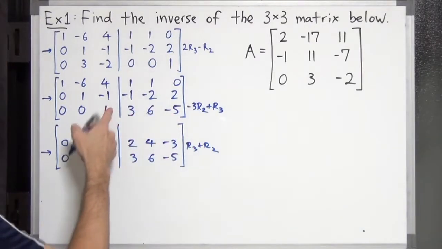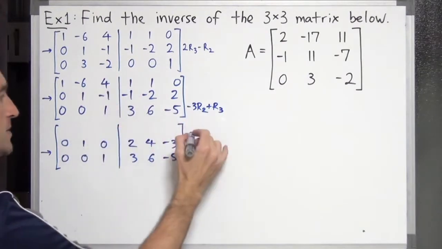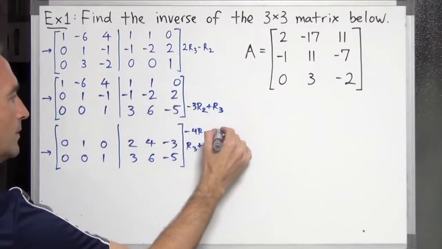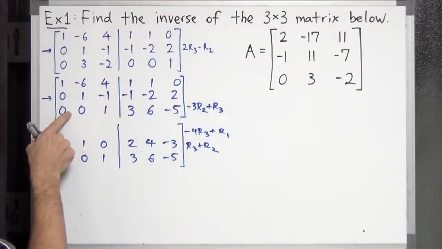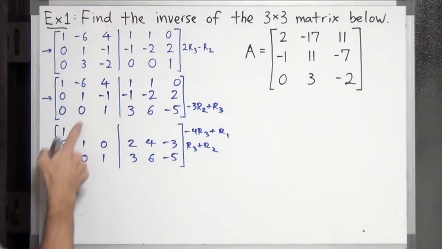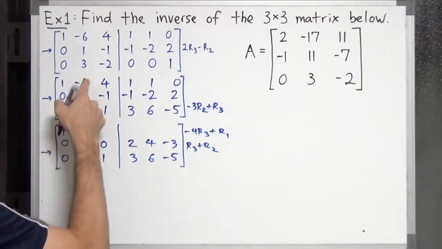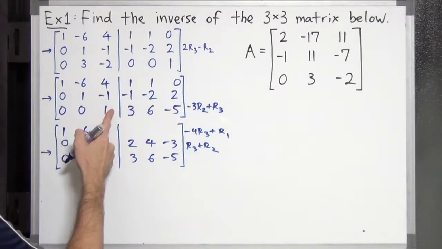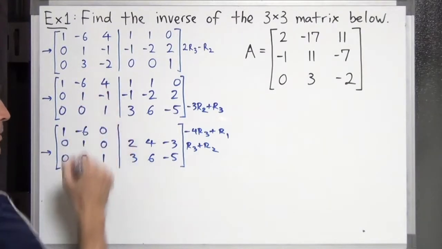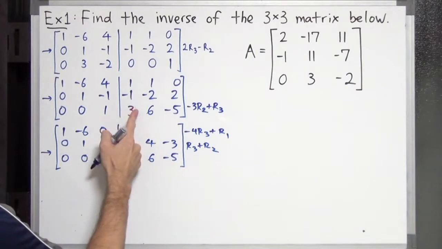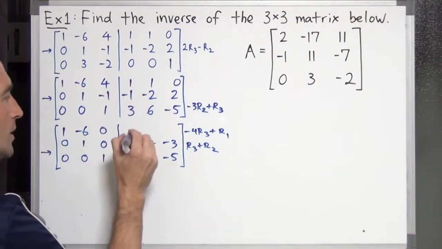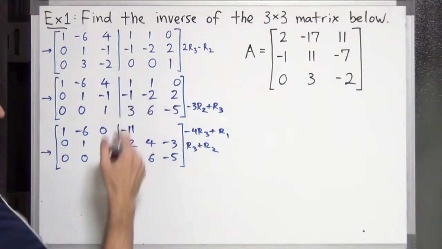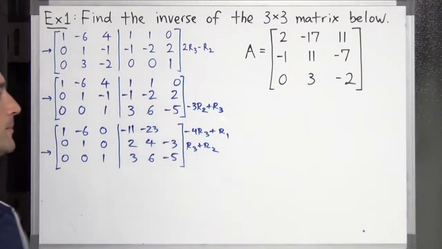And how am I going to use this 1 to turn this into a 0? Multiply this by -4 and add it to the first row. So -4 times that is 0, plus 1 is 1. -4 times that is 0, plus -6 is -6. -4 times that is -4, plus that is 0, what we wanted. -4 times that is -12, plus 1 is -11. -4 times that is -24, plus 1 is -23.